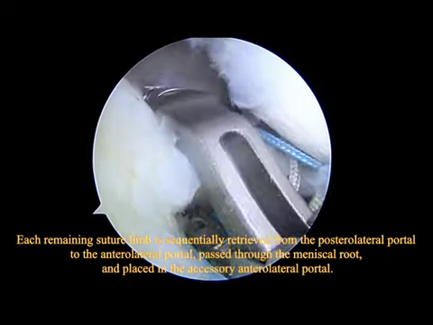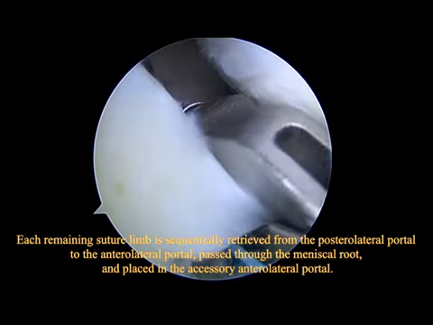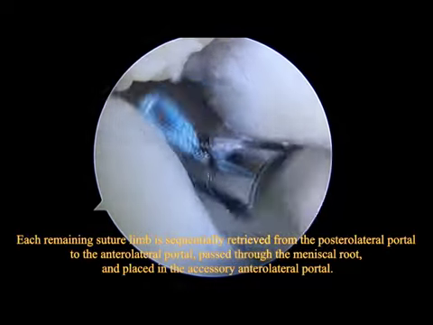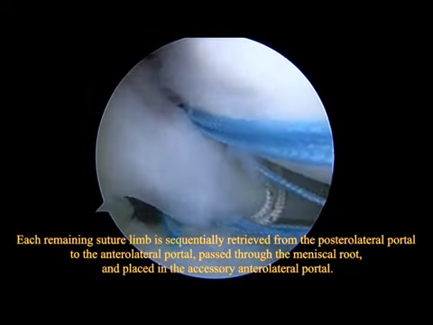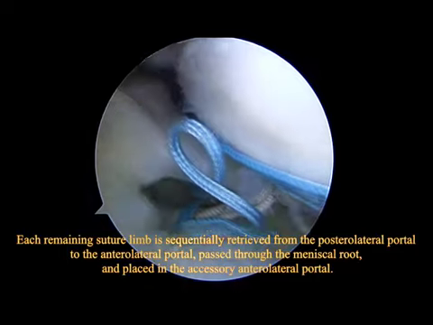Each remaining suture limb is sequentially retrieved from the posterolateral portal to the anterolateral portal, passed through the meniscal root, and placed in the accessory anterolateral portal.